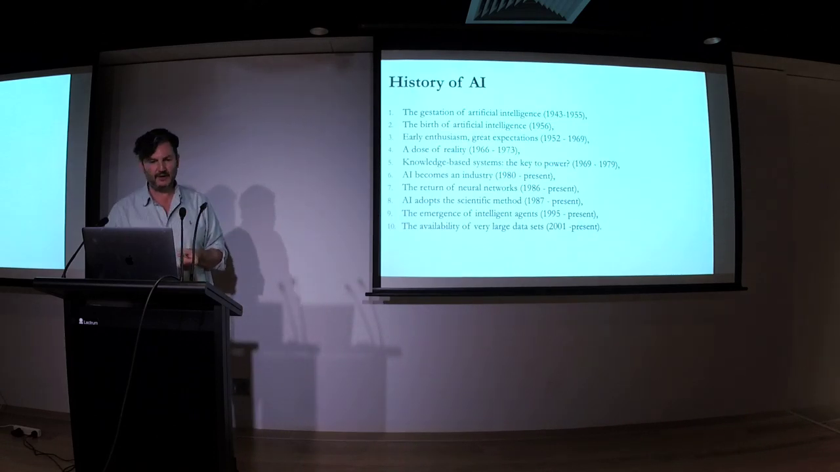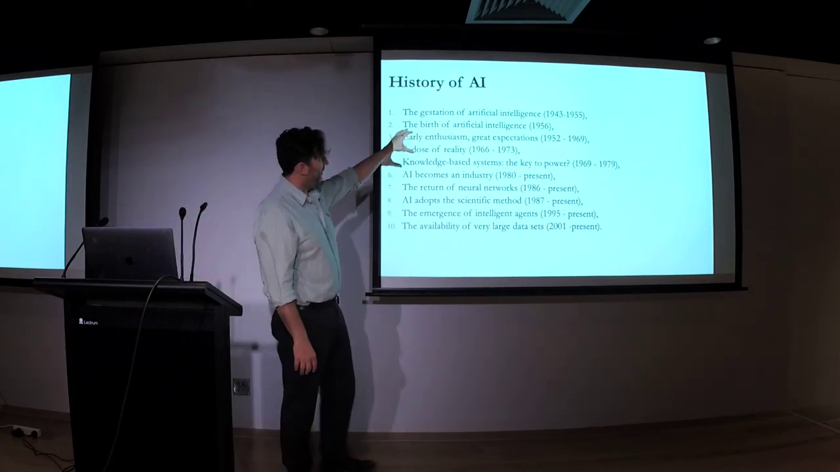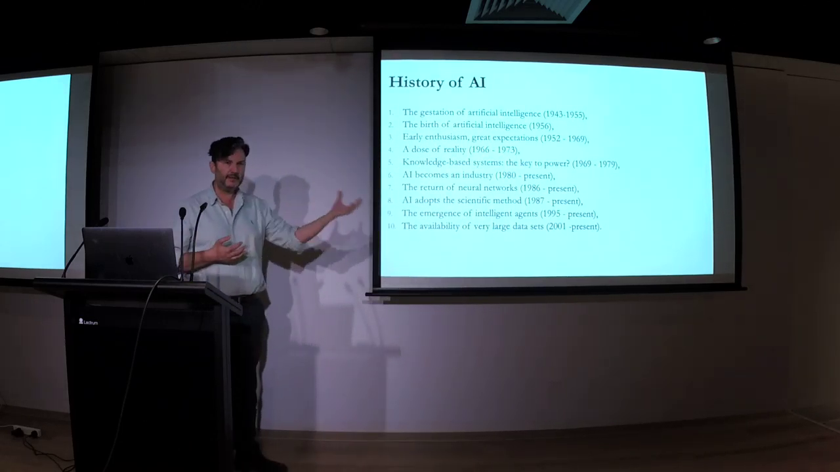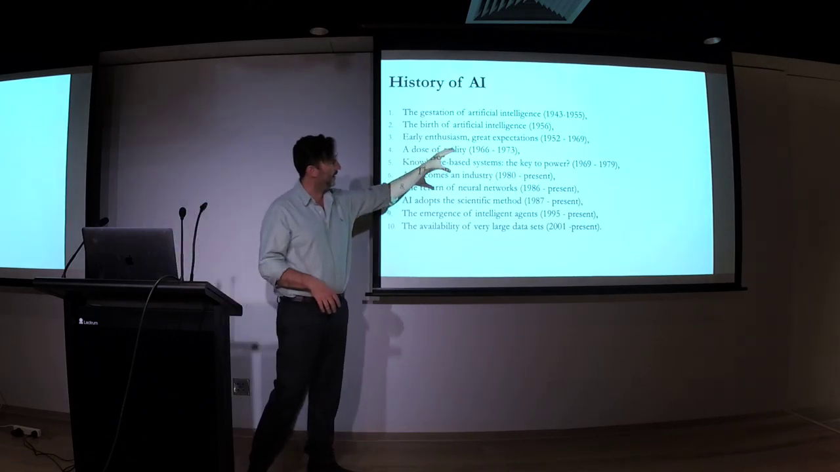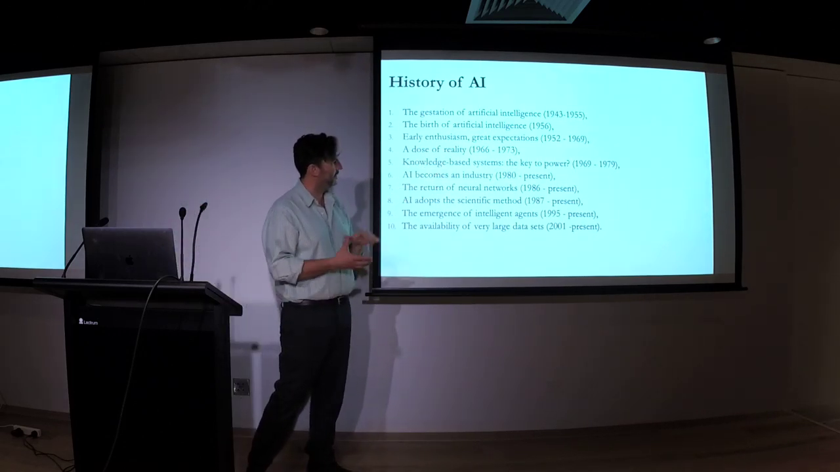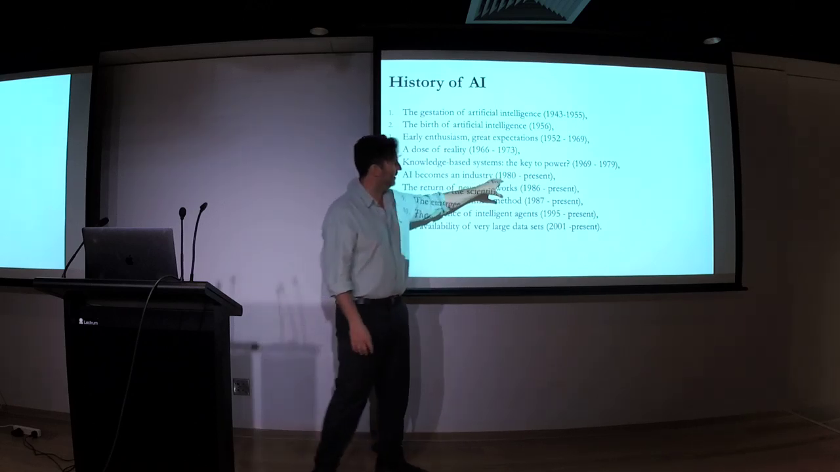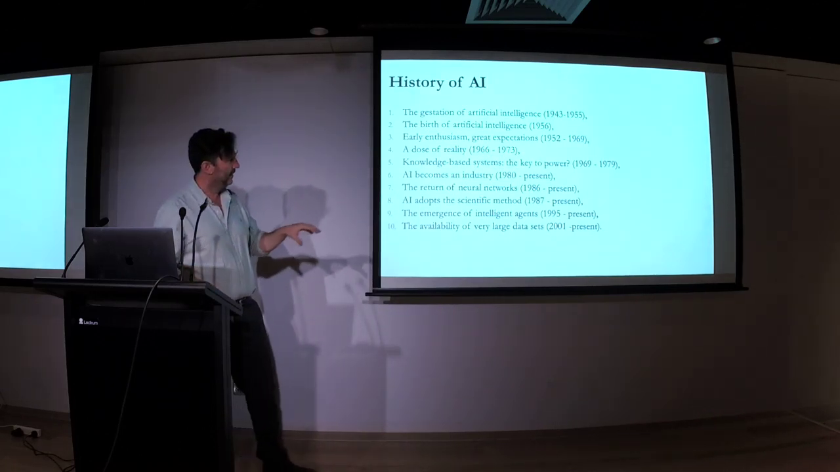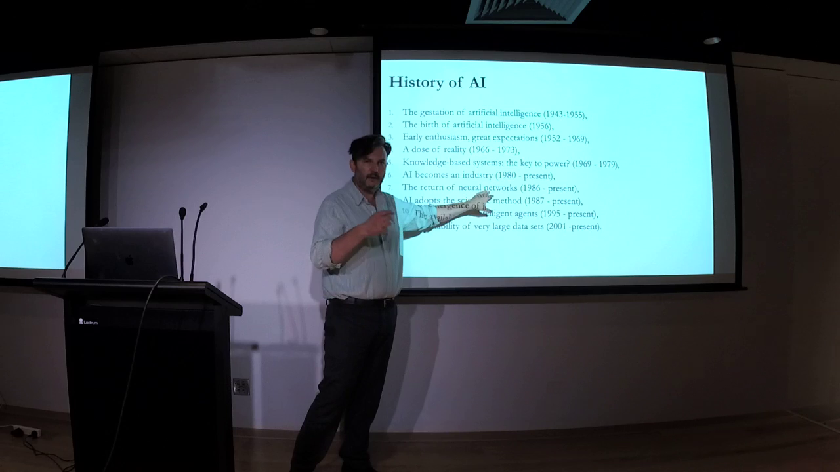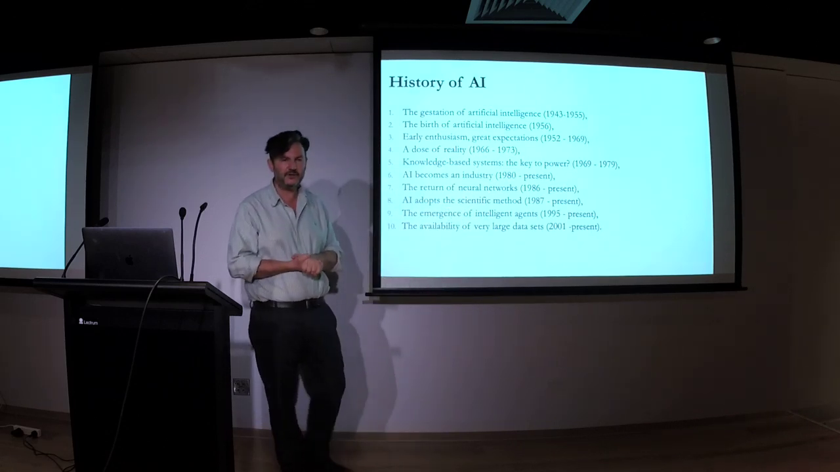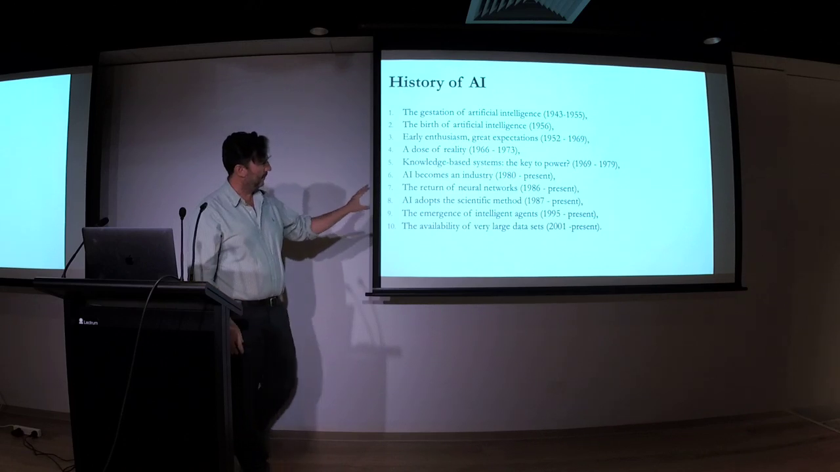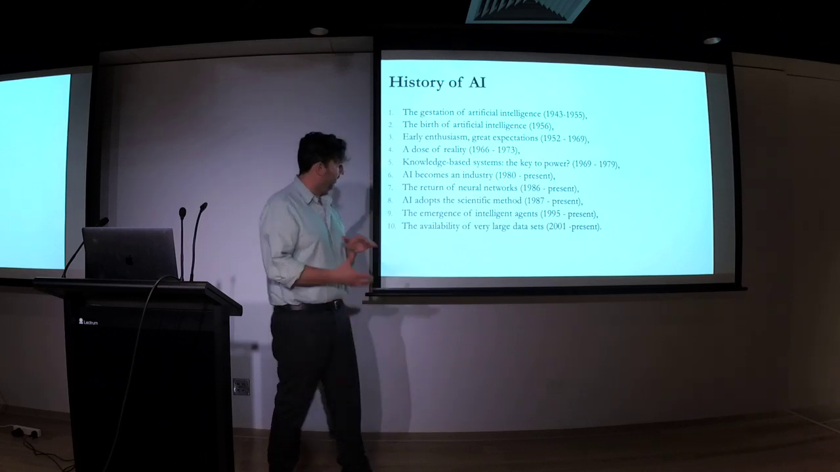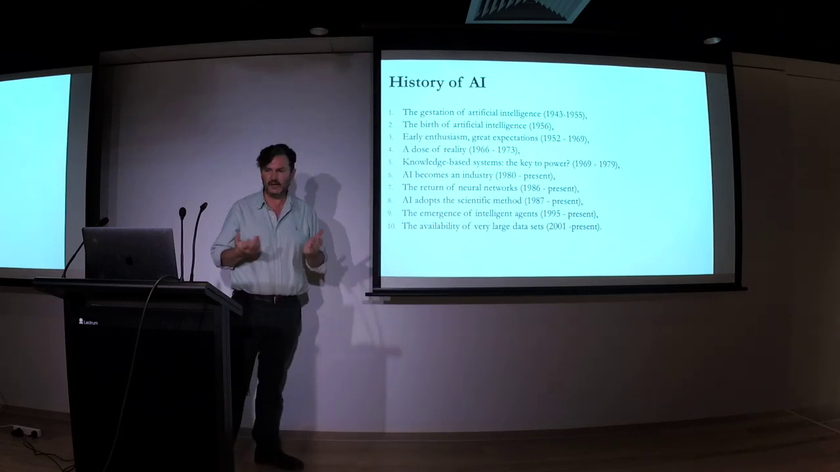And if we actually look at the history of AI, and if you look back through time, so the gestation of AI, the birth of AI, we're talking about the 50s here, early enthusiasm, great expectations, a dose of reality, knowledge-based systems, AI becoming an industry, so that's in 1980. There was this, okay, can we use AI? Then it went into a bit of a winter, but then they had neural networks, so we had Geoffrey Hinton, very passionate about neural networks. AI adopts the scientific method and emerges from intelligent agents and the availability of very large data sets.